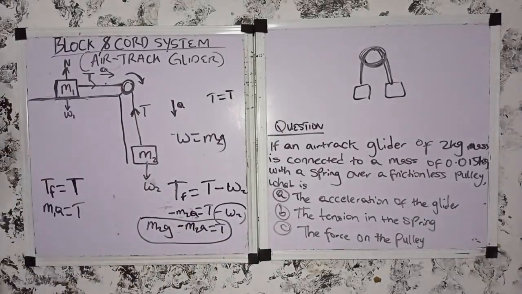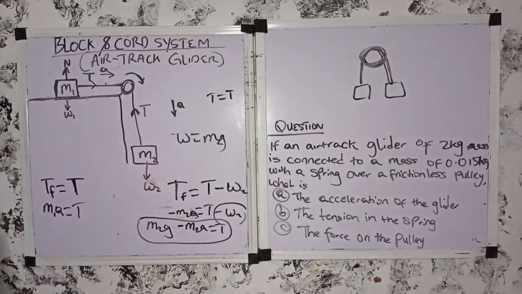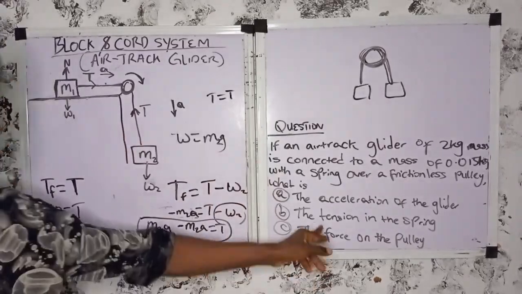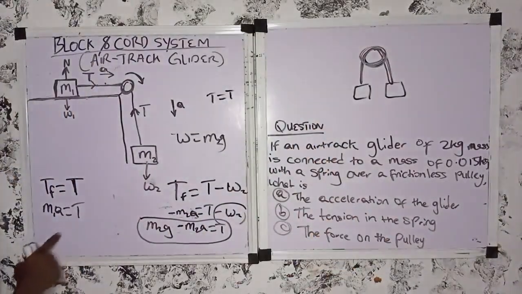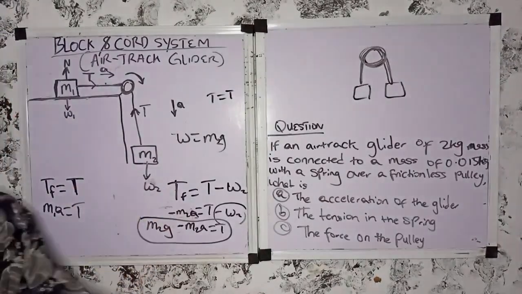Now as I said earlier, the tension acting on M1 and the tension acting on M2 are the same, so they are equal. So if you look at a question that says calculate the tension in the string, we can use this one straightforward, and this one as well. We are not done yet.